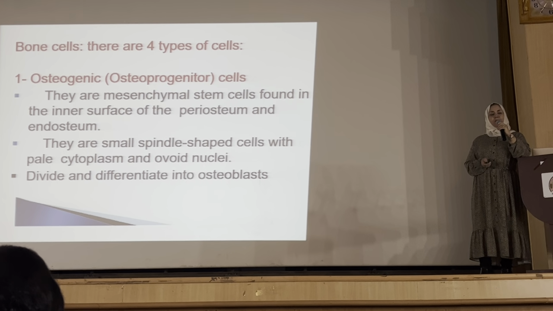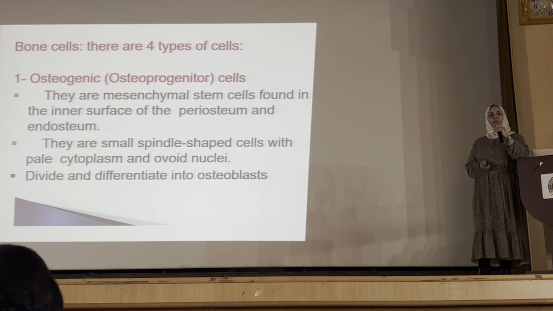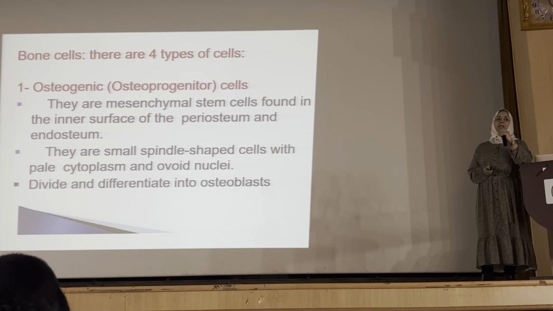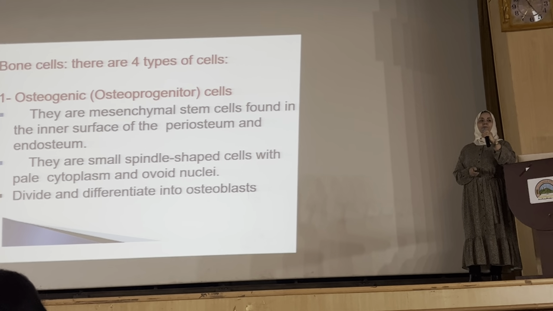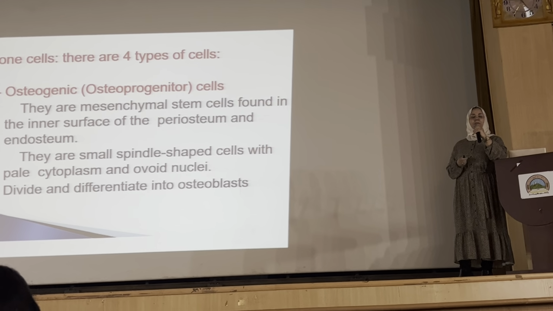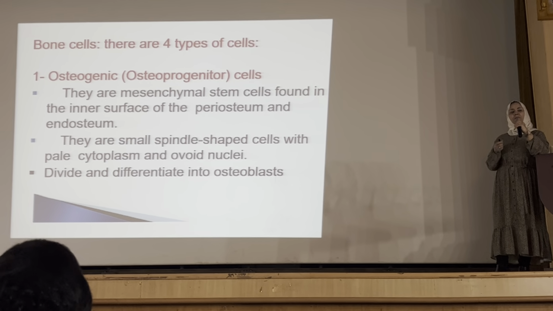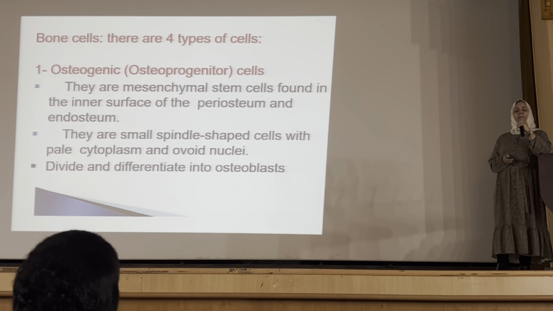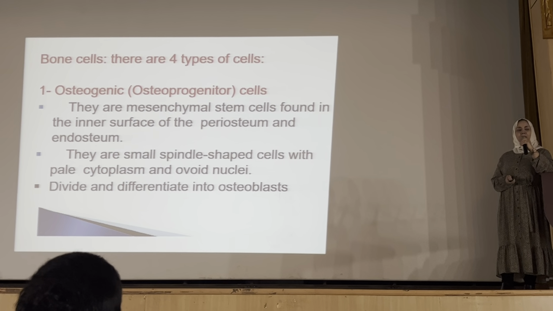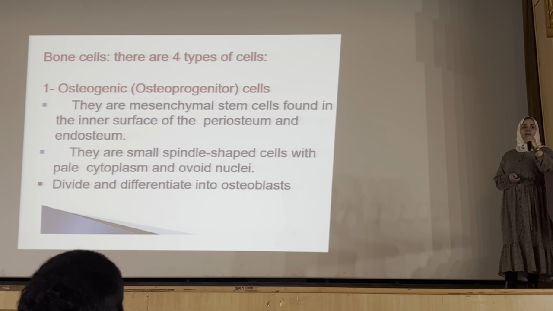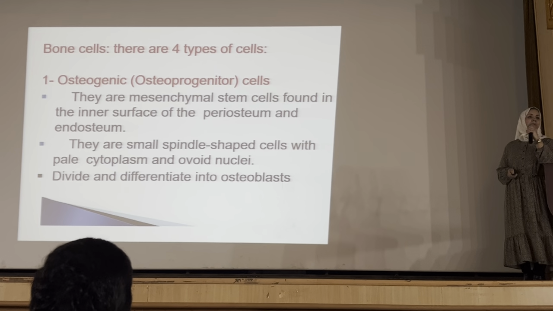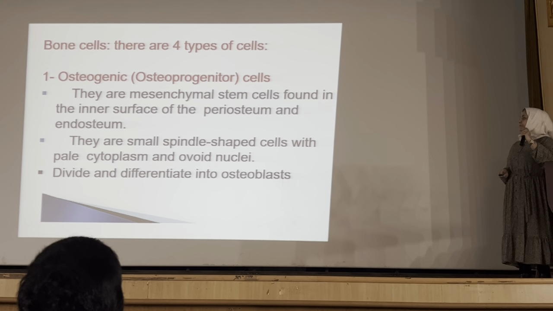Similar to the cartilage, the bone is covered by a layer of connective tissue called periosteum. But a second layer is added to the bone, which is the endosteum, because bone has a lumen or another compartment, which is the medulla. So both sides of the bone, outside and inside, are covered by a layer of connective tissue, which are periosteum and endosteum.